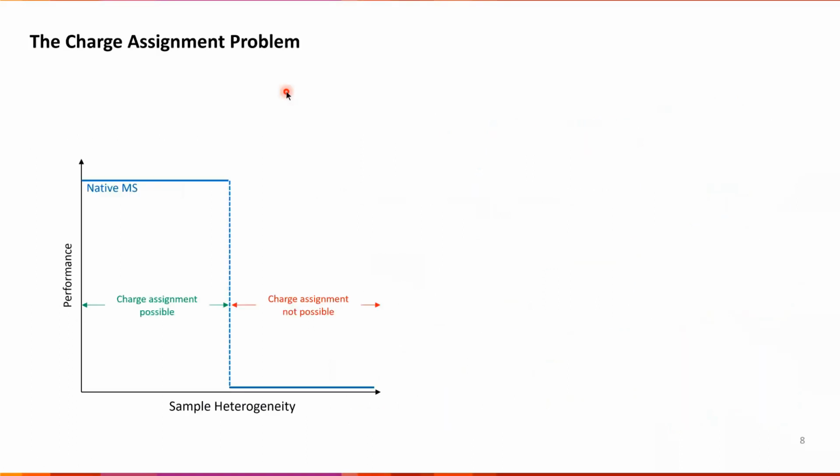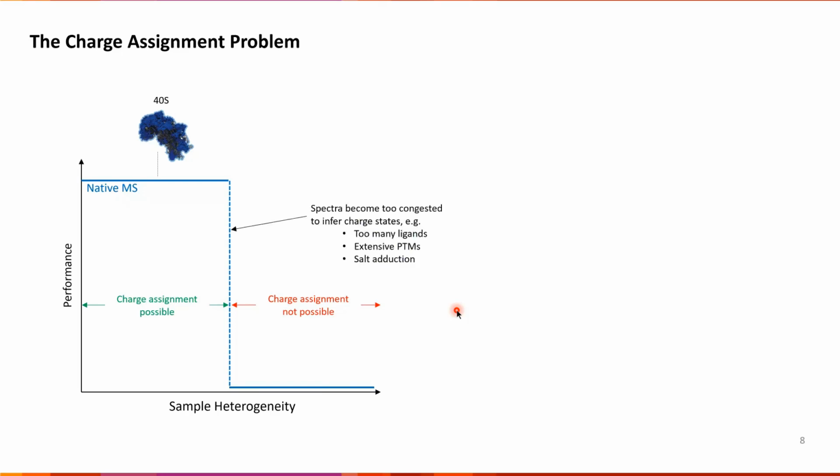So why is that the case? To help illustrate that, I've prepared this sort of pictorial representation here. And essentially, it boils down to heterogeneity. So as I've demonstrated with the 40S ribosomal particle, native mass spectrometry can perform quite well and be quite a powerful technique as long as you can accurately assign your charge states. So with the resolution that I showed on the previous slide, this wasn't really a problem. However, as samples get more and more heterogeneous, moving to the right across this plot, you eventually hit a point where the performance drops quite drastically. So what causes this? Essentially, this is the point where the spectra become too congested or too messy to confidently and accurately infer what your charge states are.